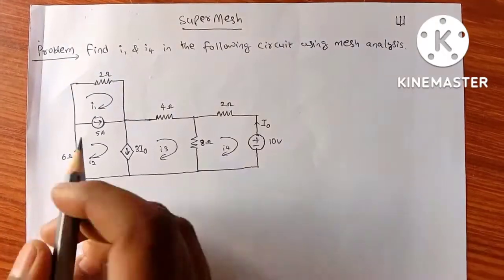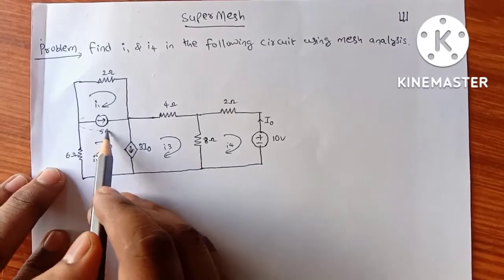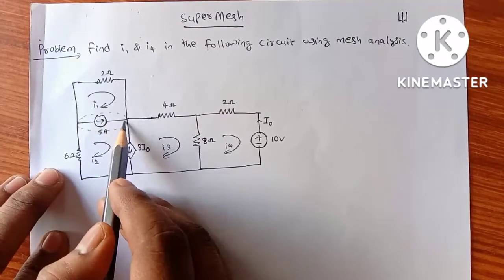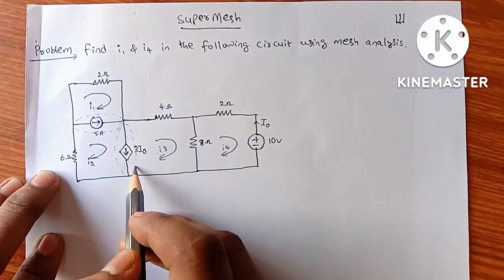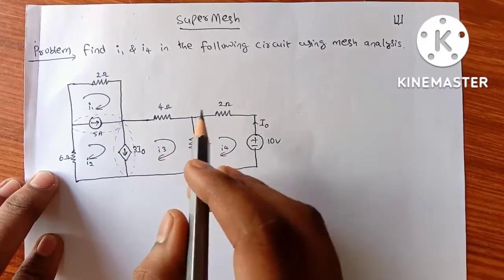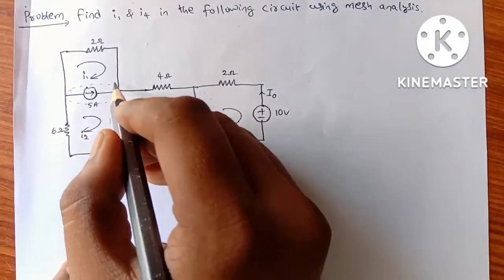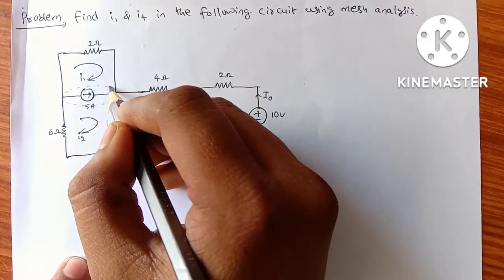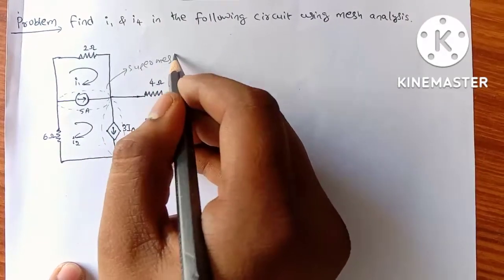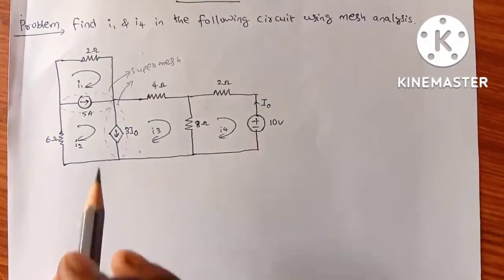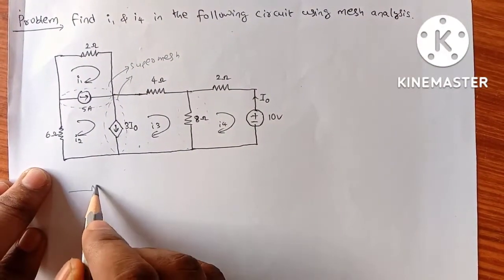In supermesh, these branches are going to be removed and we solve the loop equations. Whatever current sources are present in the circuit, whether dependent or independent sources of current, are going to be removed. Here, these two are the supermesh. If we remove these branches, the circuit looks like this.